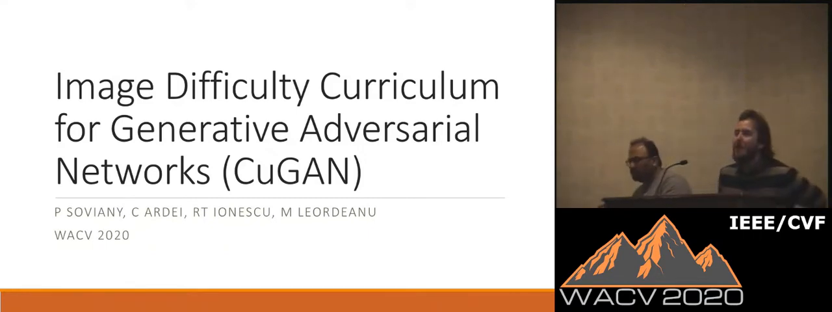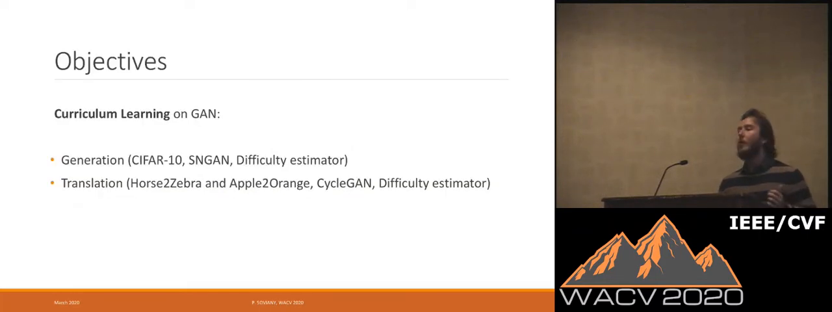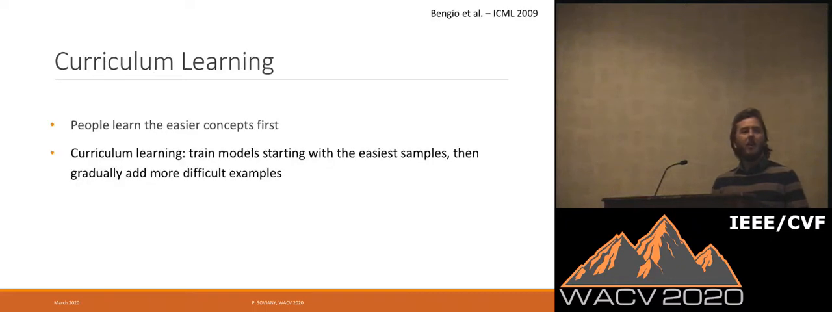Hi, I am Petru, and today I will talk about our method of using curriculum learning for GANs. We want to do this in order to show that we can obtain better results with more stable training, and we experimented on two tasks, generation and translation. Curriculum learning is the methodology used in all educational systems around the world, with pupils learning the easiest concepts first, and then more and more difficult stuff. This can also be applied to automatic models.